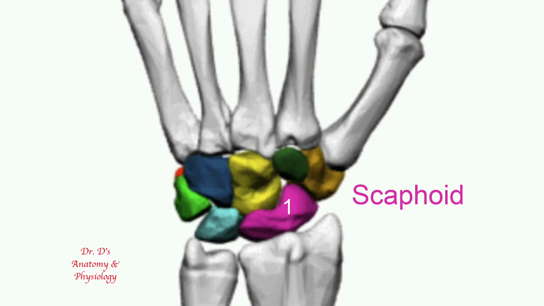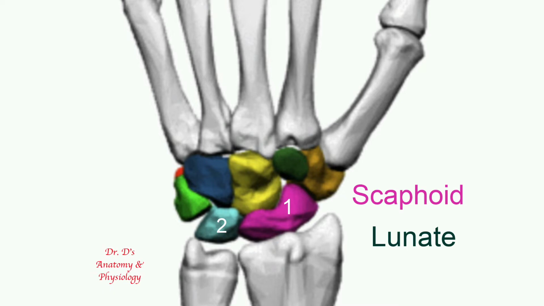The next bone in the proximal row is the lunate. Luna means moon in Latin, and lunate means moon-like. The bone got this name because of its crescent shape. The lunate also contributes to the articulation with the radius.